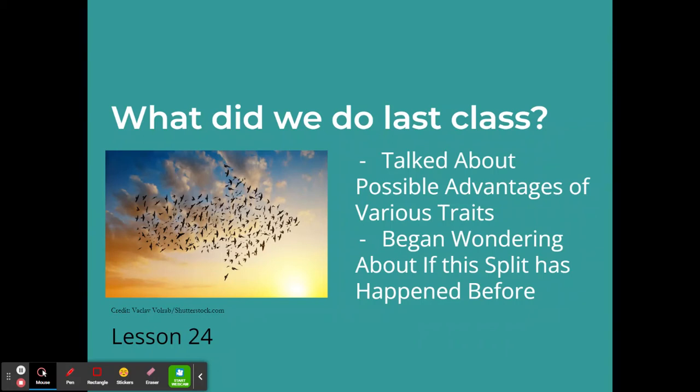Hey everybody, let's jump into lesson 25 by quickly reviewing what we learned in lesson 24. In lesson 24, we looked at possible advantages of various traits, whether those traits were physiological, so internal structures, morphological, or behavioral traits. And we started to make some connections if some of these structural traits, these physiological or physical traits, are connected possibly to some of the behaviors as well. We also compared which of those traits were genetic and which were environmental.